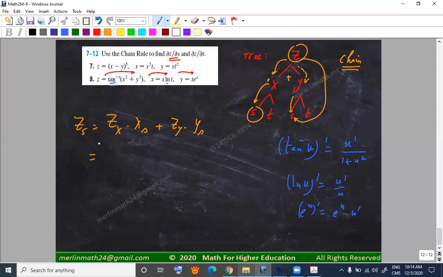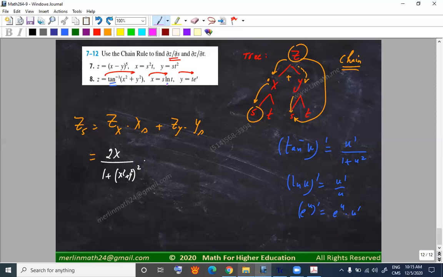Okay, let's fill in. Deriving z with respect to x. So tell me, the derivative inside with respect to x is 2x, over 1 plus (x² + y²) all squared. Finish. Okay. Times x.